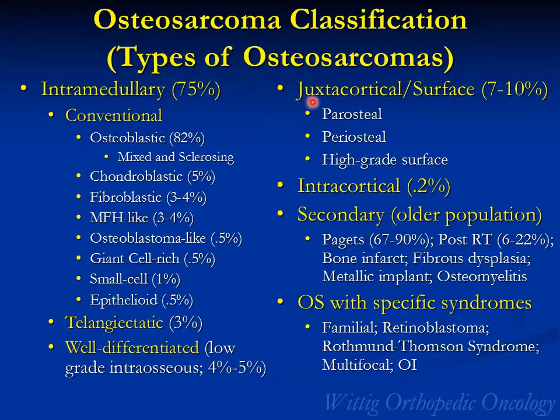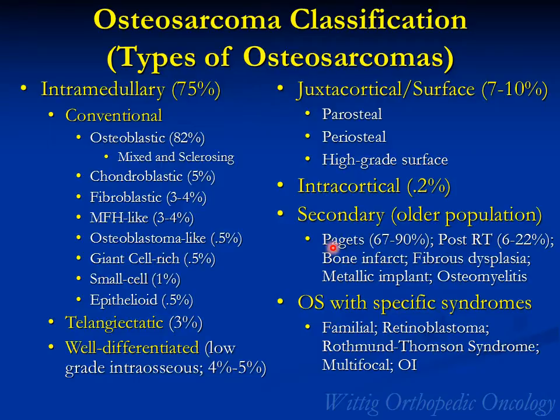You have your juxtacortical osteosarcomas, which lie on the surface of the bone or develop from the surface. Parosteal osteosarcoma develops from the outer layer of the periosteum. Periosteal osteosarcoma arises from the inner layer of the periosteum. And then there's high-grade surface osteosarcomas. Intracortical osteosarcomas are extremely rare. And then you have secondary types of osteosarcomas that develop in an older age population.